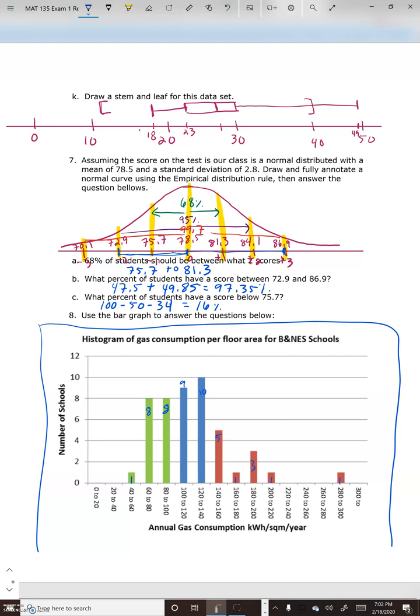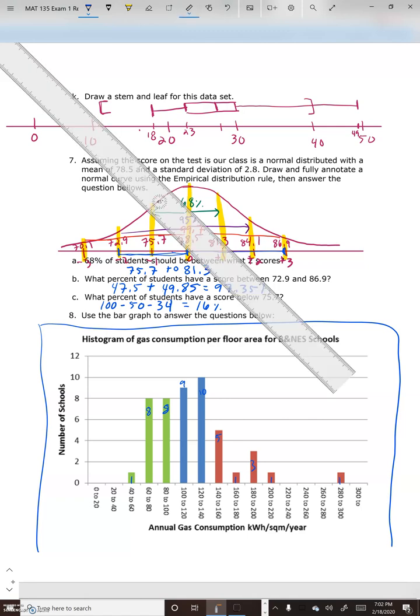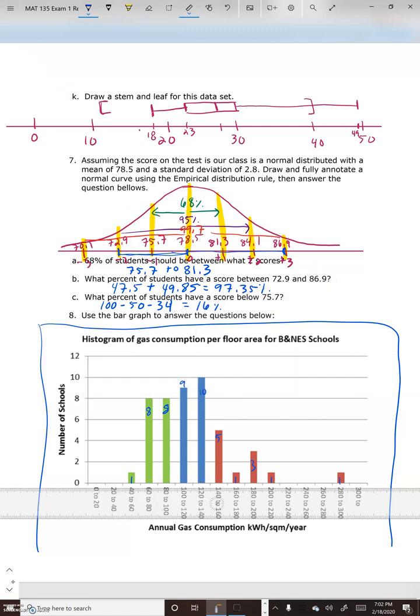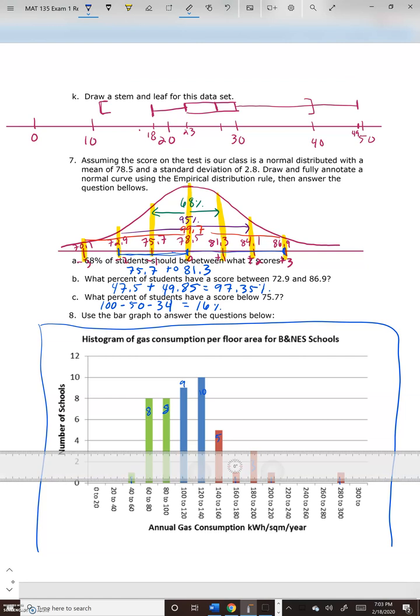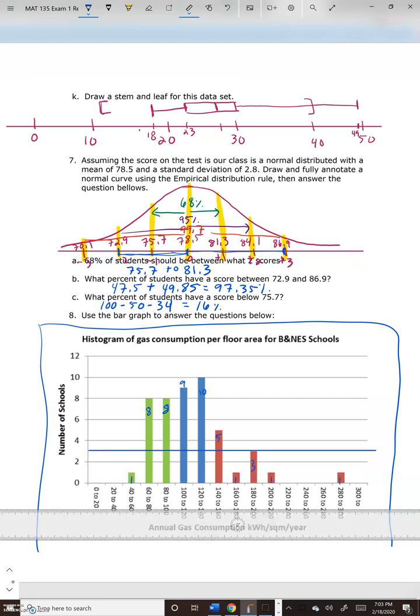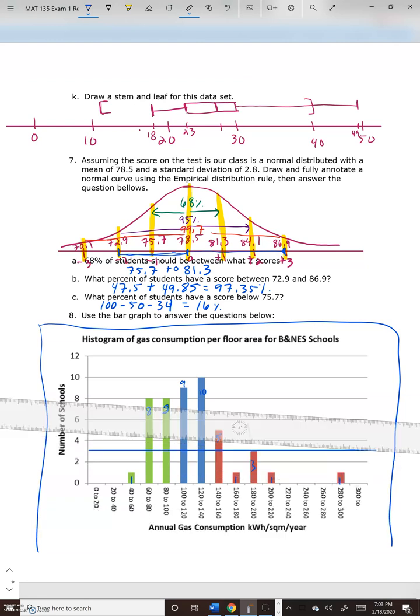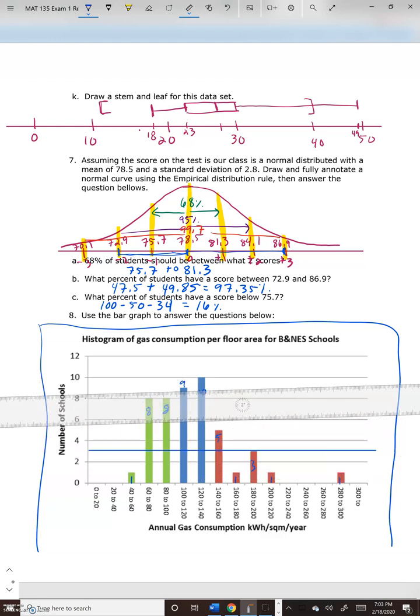So you can see, let's see if I can put this ruler on there. You can see that from 40 to 60, gas consumption is 1 school there, and there's a couple more that are 1. From 180 to 200 is 3, and I put this on here so that you can see exactly where the end of that column comes up. So we have 10, the very top one is 10, 9, you understand what's happening here.